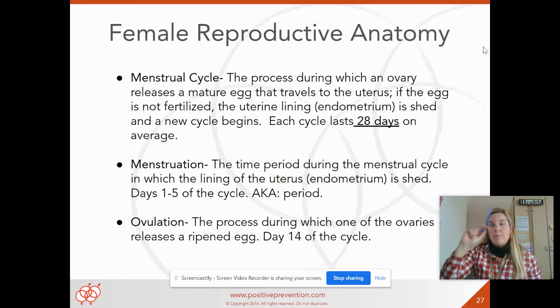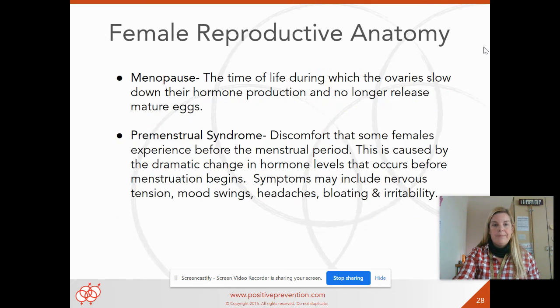And then I'm pretending this is a circle, 28-day long circle. So day 1 through 5 is menstruation. Down at the bottom, halfway point would be day 14, ovulation. So this is when we release a mature egg cell. This is also when a female is most fertile or most likely to get pregnant, right around the time of ovulation.